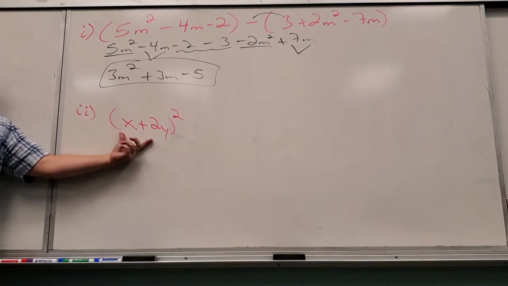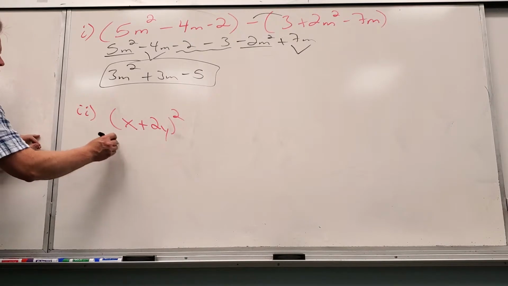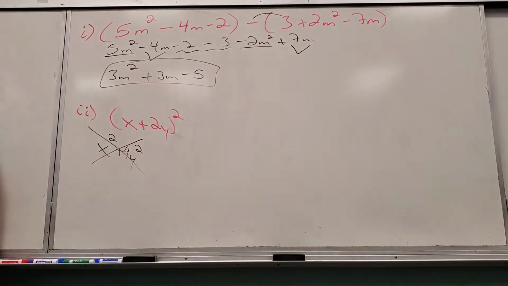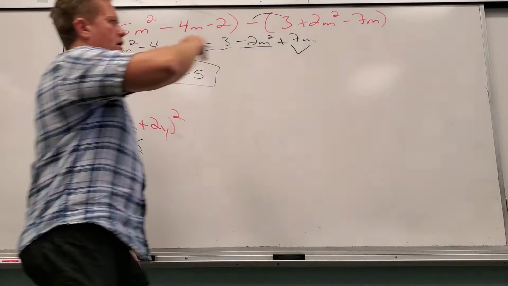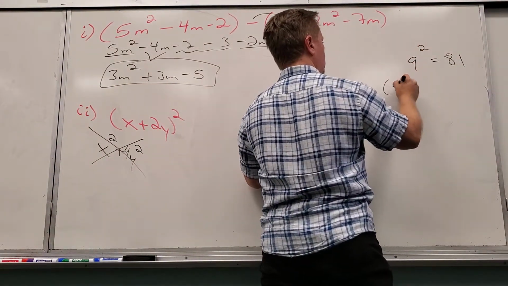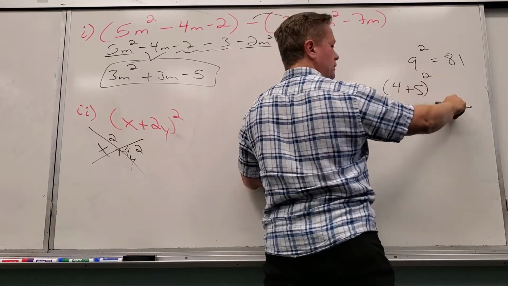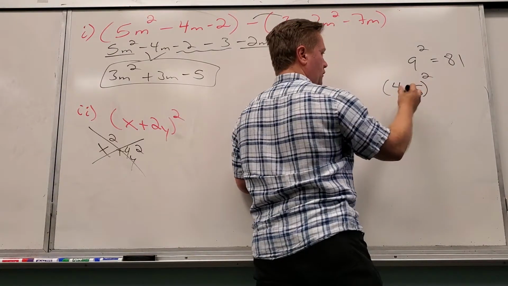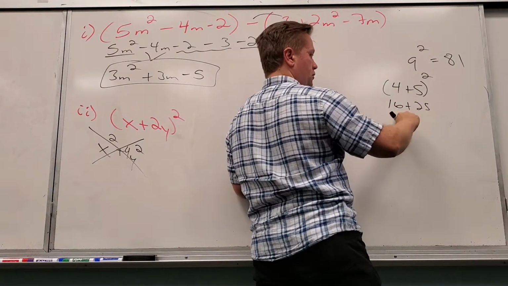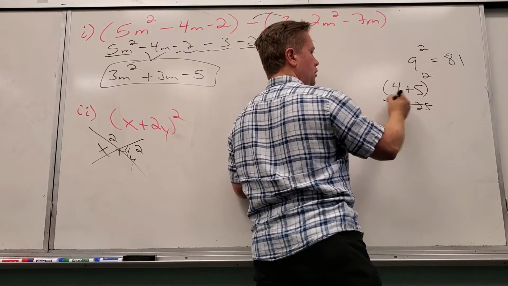This one, here's the quick wrong answer. That's what I thought. Right, so that's a quick way to just get to the wrong answer quick. Save some time. So let me show you why that's wrong. What is 9 squared? 81. So anything that is 9 squared has to be 81. But if you thought this was 16 plus 25, you guys see that? Did you get 81? Shit, no.